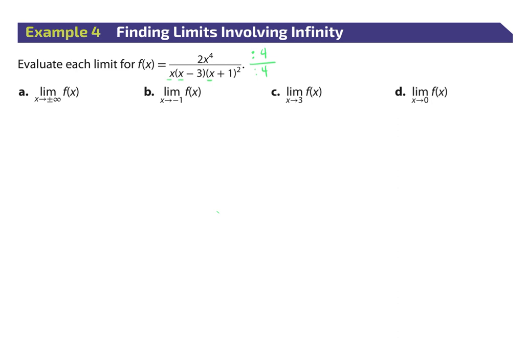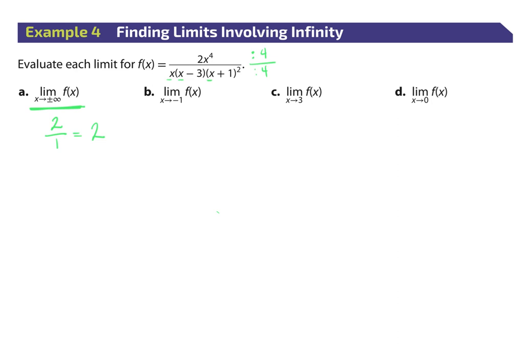Degree over degree, which means if I look at this and move towards infinity, which is what this first guy is doing, then I am going to look at my leading coefficients here. And it actually doesn't matter if I'm going towards positive or negative infinity on this particular one because it's the same degree. So what is my coefficient on the top? 2. What's my coefficient on the bottom? 1. So my limit here is 2.